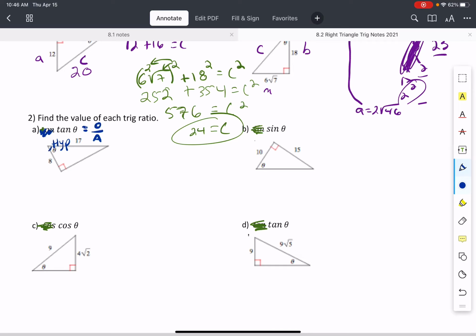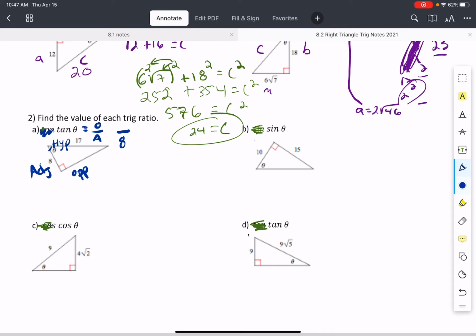So is the 8 opposite, across from theta, or adjacent, right next to theta? It's adjacent. So the opposite side is the one over here, right? Well, I have a problem because I know my answer is going to be over 8, right? Do you guys see that? Because the adjacent side is 8. But the problem is I don't know the opposite side for my answer, right? So we're going to use Pythagorean theorem to find that third side.